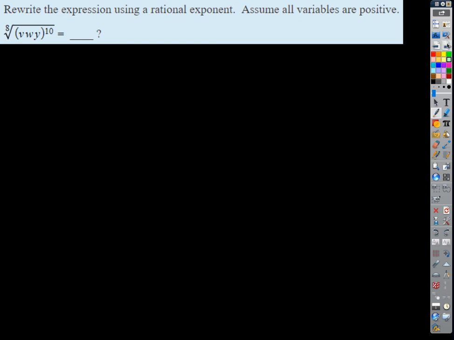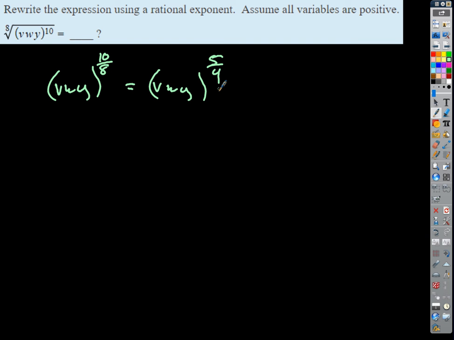Okay. What if I want to do something like this? I want to rewrite the expression using a rational exponent. What could I do there? Yeah, I could write that 10 goes on the top, that 8 goes on the bottom. Could I make that simpler? Yeah, I can reduce the fraction. That's the same thing as saying 5/4.